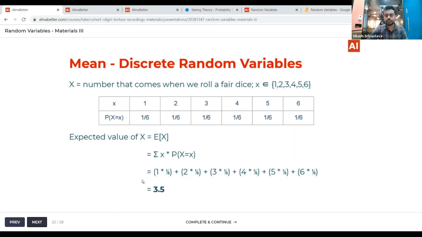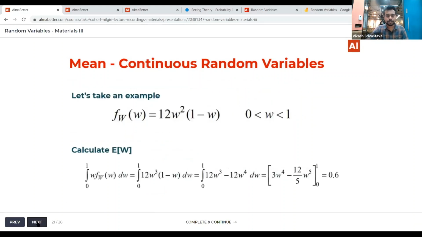So I'll go through these concepts in detail. For a continuous random variable as well, this is the example that we took last time. Here also I'll tell you how we calculate the expected value. It's pretty simple: you multiply W with the PDF, and that PDF is defined as 12W square times 1 minus W. So here you'll have 12W cube, because one W has been multiplied, and then 1 minus W. If you evaluate this, it will come out to be 0.6.